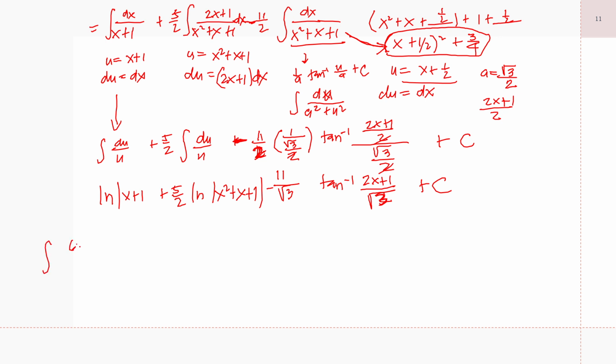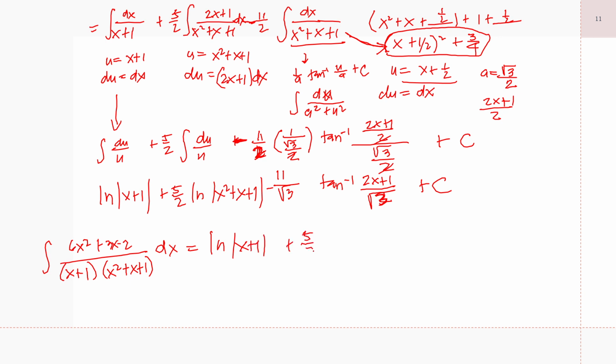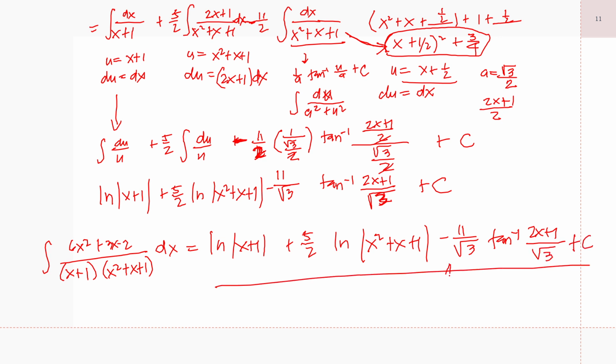Integral of 6x squared plus 3x minus 2 over x plus 1 and x squared plus x plus 1 dx is equal to ln of x plus 1 plus 5 halves ln of x squared plus x plus 1 minus 11 over the square root of 3 inverse tangent of 2x plus 1 over the square root of 3 plus c. So this is the answer for problem number 2.